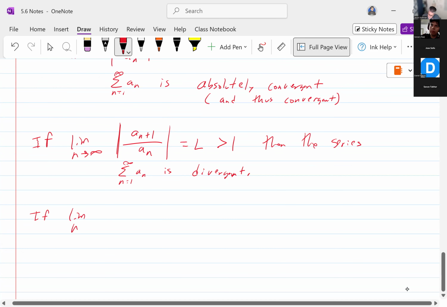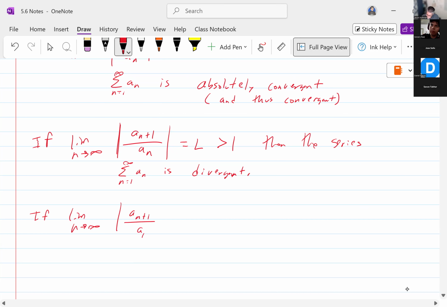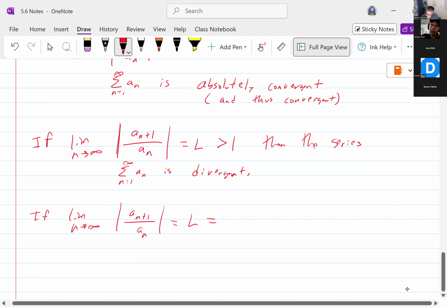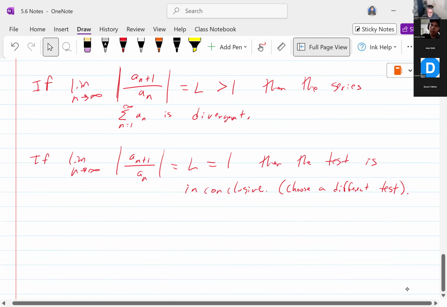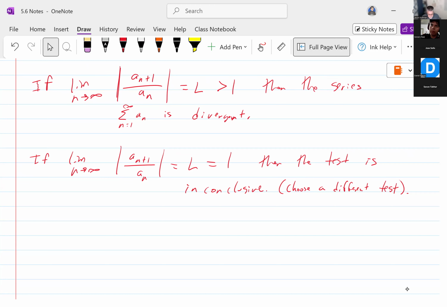If the limit as n goes to infinity of a sub n plus 1 over a sub n is equal to L, which is equal to 1, then the test is inconclusive. Okay, and then we just choose a different test. So if it equals 1, it's inconclusive. We're going to choose a different test. Okay, so let's do a couple of these.